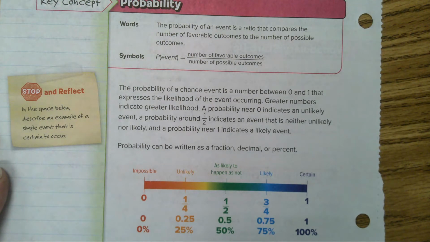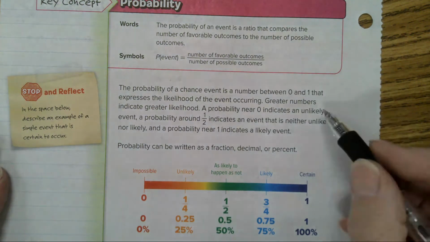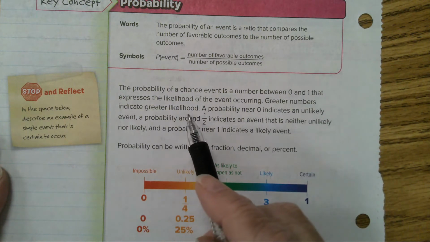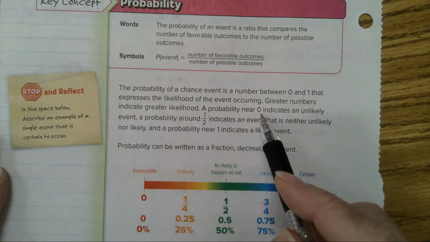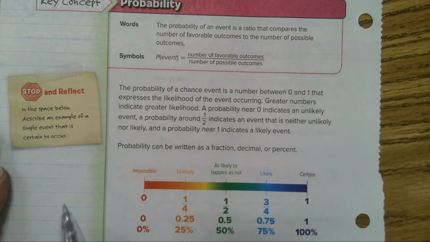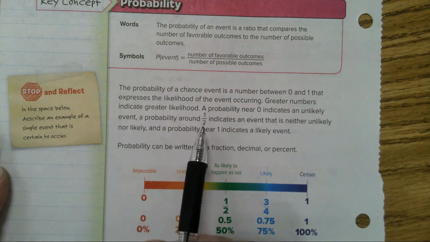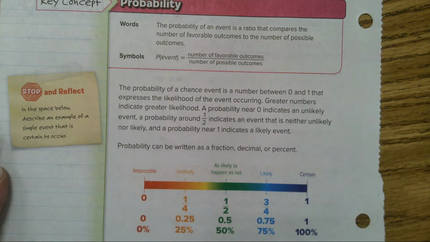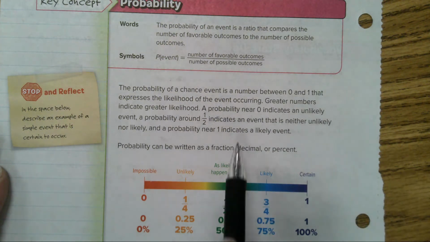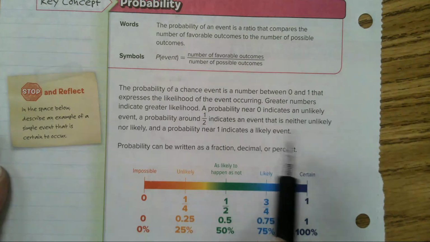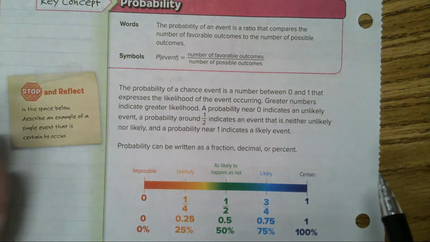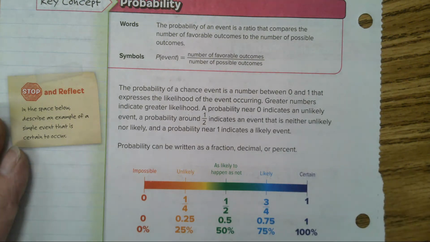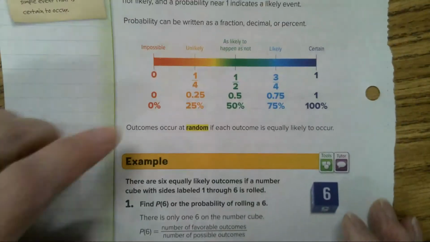Okay? Now, the probability of a chance event is a number between 0 and 1 that expresses the likelihood of the event occurring. Greater numbers indicate a greater likelihood. A probability near 0 indicates an unlikely event. A probability around 1/2 indicates an event that is neither unlikely nor likely. And a probability near 1 indicates a likely event. So if the probability is 1, kids, it means it definitely will happen. If the probability is 0, it means it's impossible.